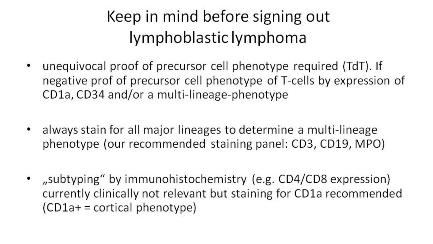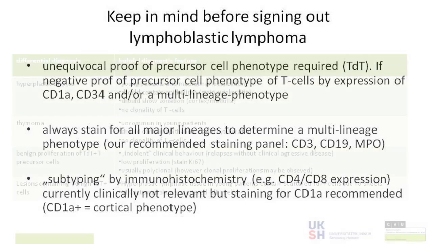That's also why I think the second point is important. If we diagnose such a lymphoma, even if we find positivity for a certain lineage, like CD3 expression indicating T cell lineage, we always stain for all the other markers by a very limited panel, as you can see here, by CD3, CD19, and myeloperoxidase to rule out any multilineage phenotype. Subtyping this lymphoma is not clinically relevant currently. However, we recommend to stain for CD1A because this indicates the cortical phenotype and seems to be something that is easily applicable to these lymphomas.